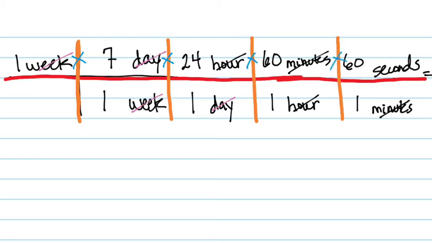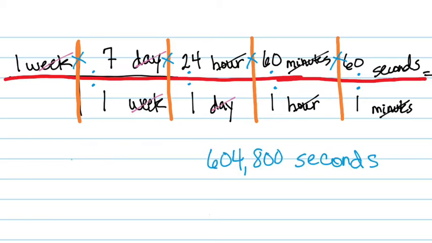Technically, we would divide by everything below the red line since it's in the denominator. But if you divide by a bunch of ones, it's not going to change your answer. So it will essentially be 1 times 7 times 24 times 60 times 60. And again, dividing by a bunch of ones is not going to change your answer. So when you do that, your answer is 604,800 seconds.